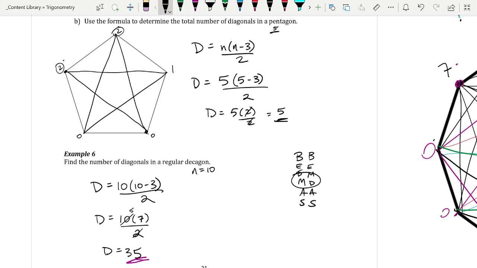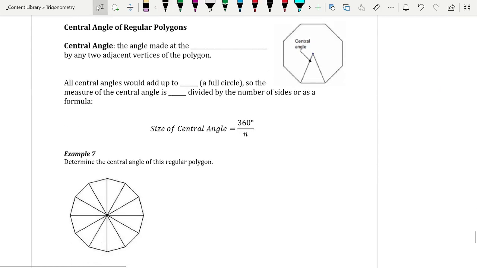The dodecahedron, yeah, that'd be, how many would that be? Well, you could figure that out. Okay, so there we go. That's the story on diagonals. Now, we're going to kind of pick up where we left off yesterday. Yesterday, we learned how to find an interior angle. Today, central angles and then exterior angles.